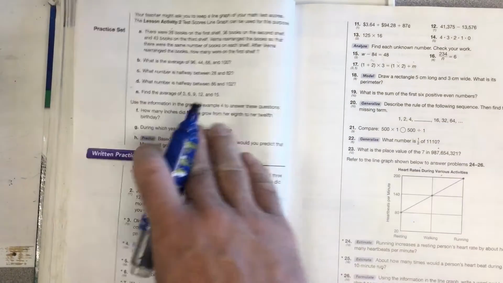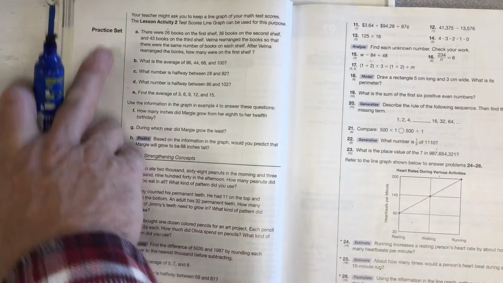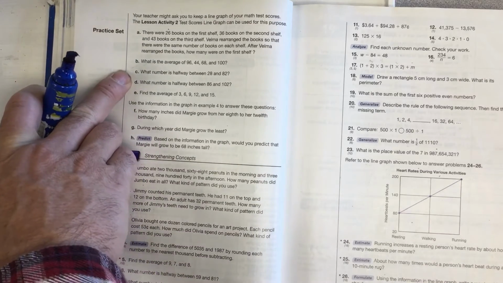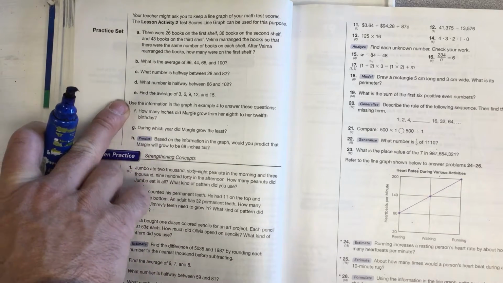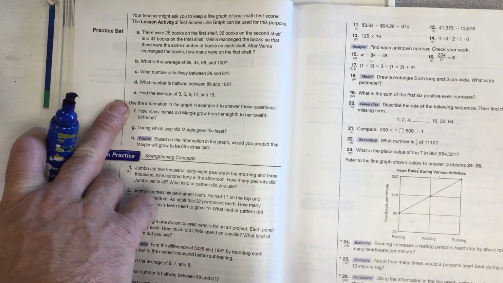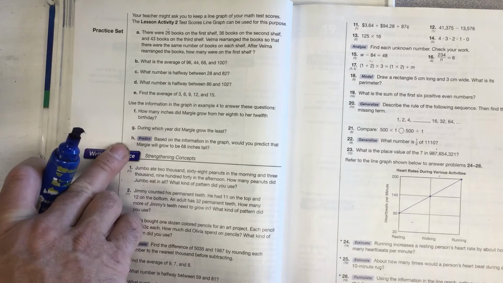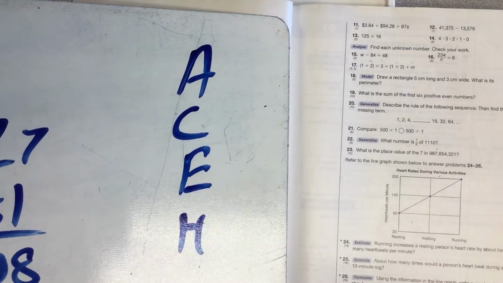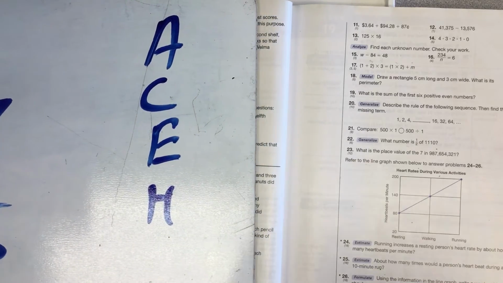What I'd like you to do is to do the practice set. Let's do A, C, E, and H. A, C, E, and H. And then pause this video, and then I will give you the answers. So pause it right now.